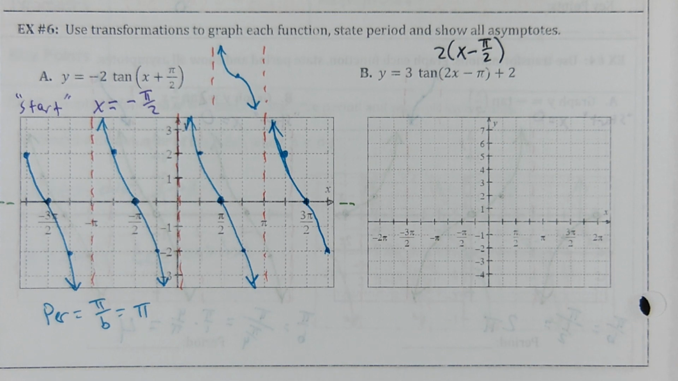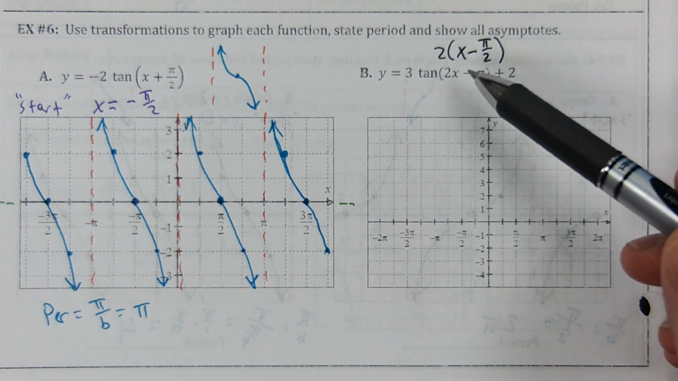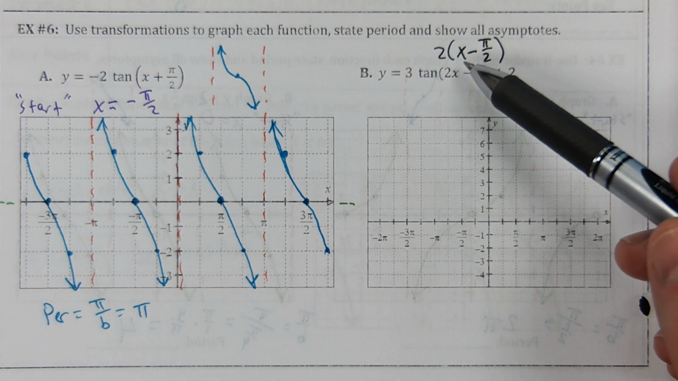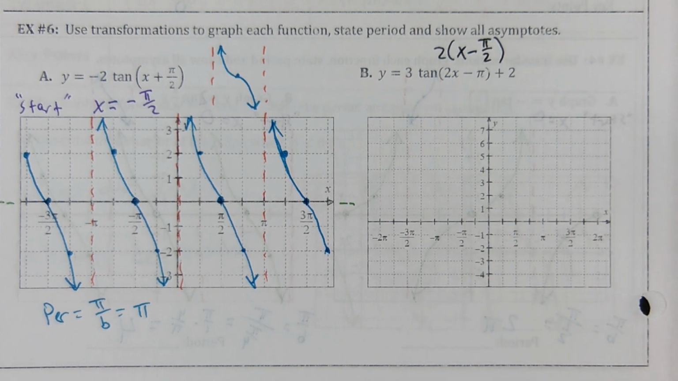So for this one, our period length is not going to be pi. Therefore, no, it won't be the same for this one. This one's period length will be pi over 2.